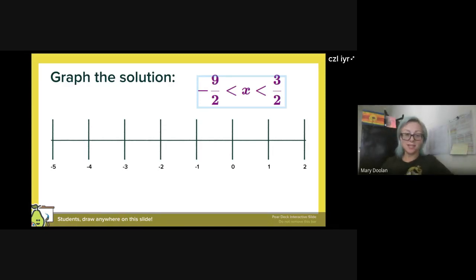-9/2, -9/2. If you change that fraction into a decimal, it is -4 5/10. So you should have an open circle at -4 5/10.